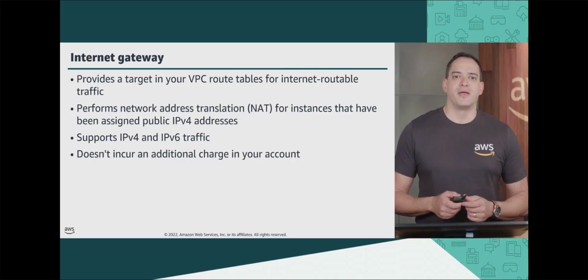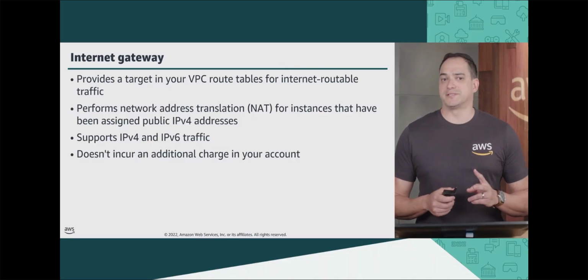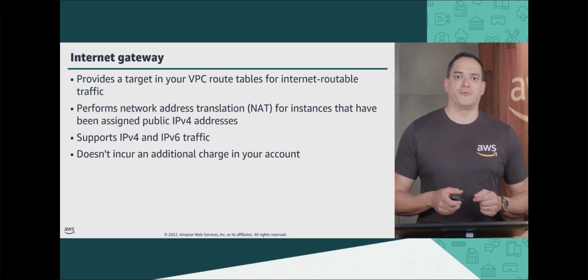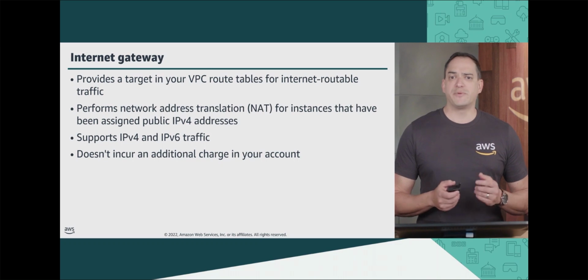This section describes how to set up public and private subnets and Internet protocols. An Internet gateway serves two purposes. First, it provides a target in your VPC route tables for Internet routable traffic. It also performs network address translation, or NAT, for instances that have been assigned public IPv4 addresses.